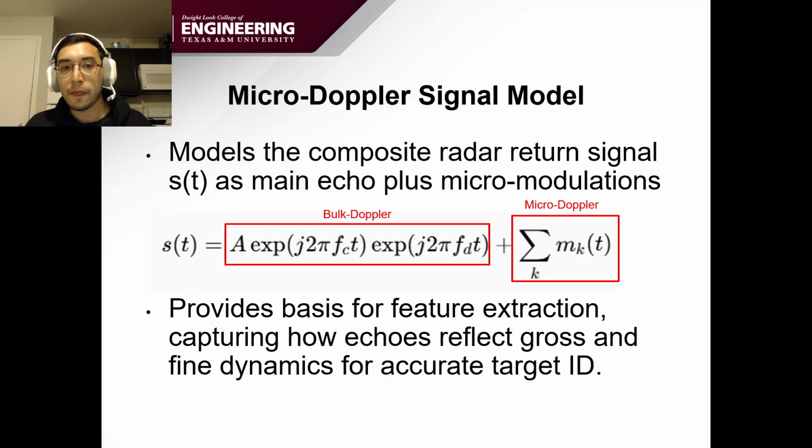Now, as an object moves, there's a Doppler shift created by the object. But say a chopper, for example, has those spinning fan blades. Well, those blades also create their own Doppler shift, but it's very small compared to the large Doppler shift created by the moving helicopter as a whole. And this is called the micro-Doppler. So this model takes the bulk Doppler and sums up all the tiny micro-Dopplers created by this helicopter and adds them together to create our signal.